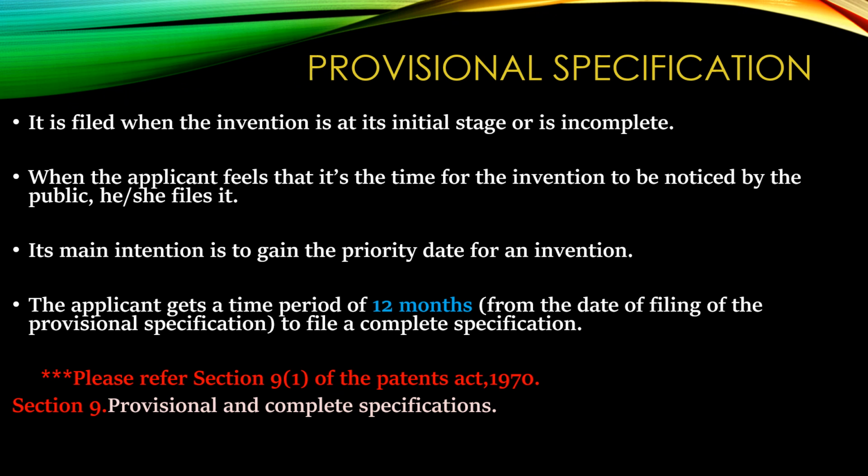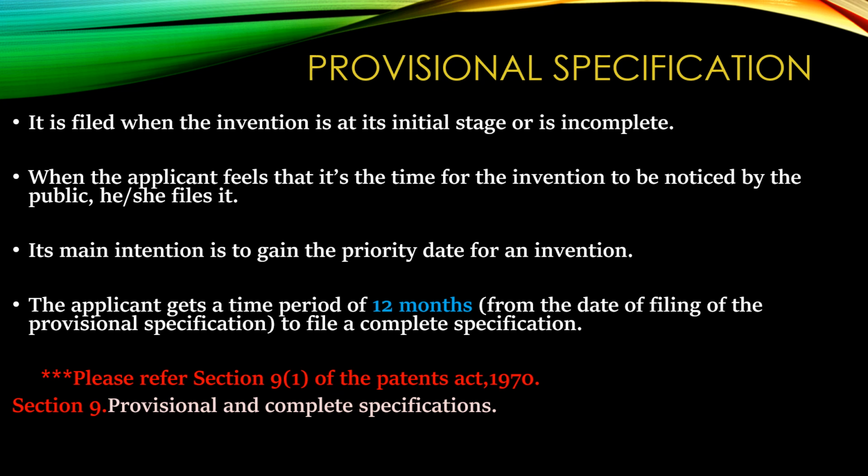We will proceed in a more detailed way. Provisional specification is filed when the invention is at its initial stage, or it is not completed, yet to be completed. When the applicant feels that it is the time for the invention to be noticed by the public, he or she files it. Its main intention is to gain the priority date for an invention. What is the main intention? The intention is to get the priority date for the invention.